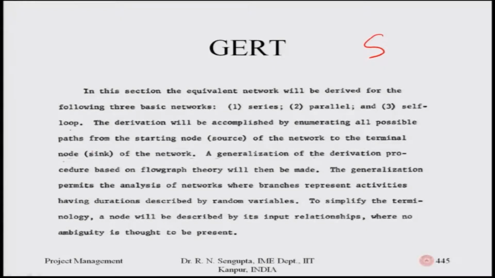A generalization of the derivation procedure based on flow graph theory will then be made, and we will try to understand how it can be utilized in the GERT process. The generalization permits the analysis of networks where branches represent activities having durations described by random variables, which are T suffix A, T suffix B, what I have been mentioning. To simplify the terminology, a node will be described by its input relationship. What are the different types of inputs from where they are coming? Where no ambiguity is thought to be present, we will generalize using the input, or else we will specify how they can be described.